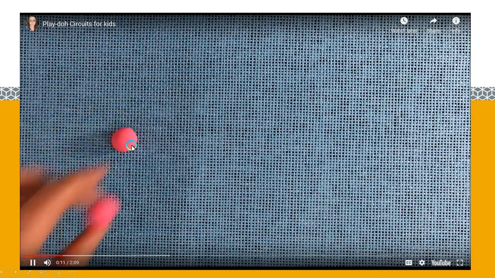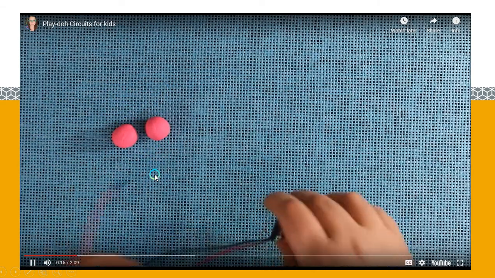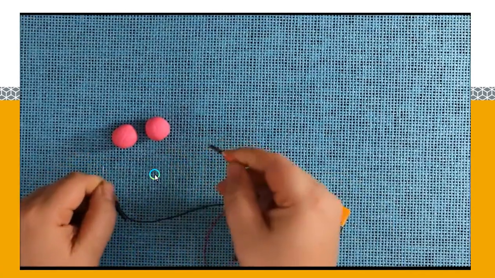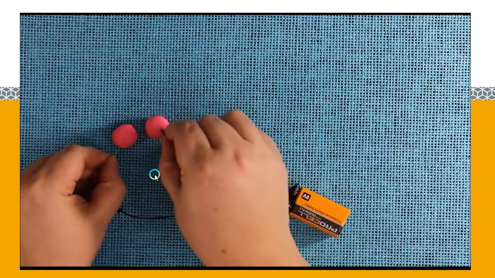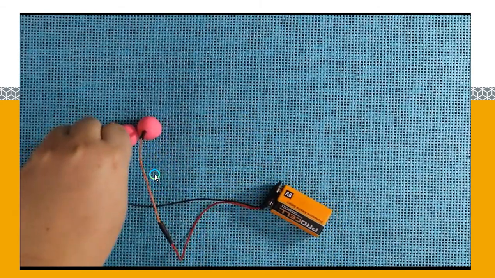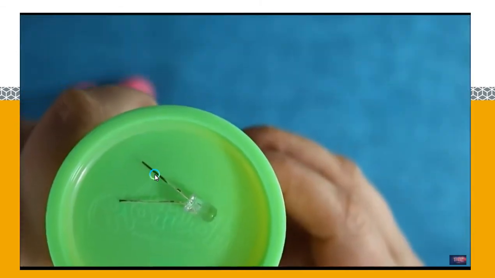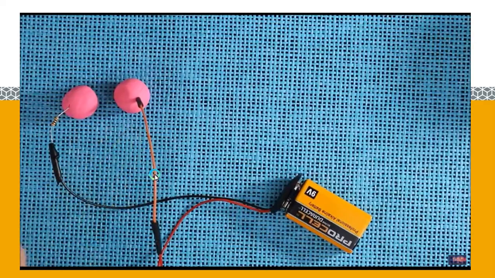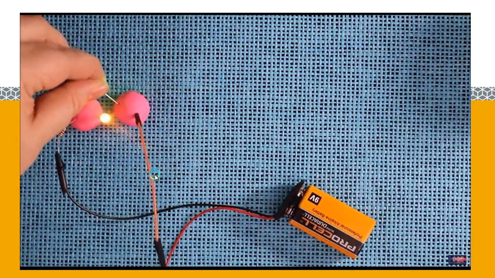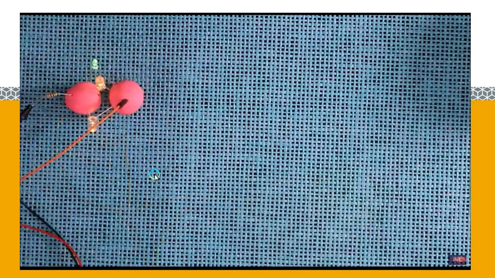I started by creating 2 clumps of Play-Doh, and then I attached the positive wire from the battery into one of the clumps and the negative end of the battery into the other clump. Then I took out my LED light, making sure to take note that on the LED lights, one leg of the LED is longer than the other. The flow of energy only works if the longer leg goes into the positive piece of Play-Doh.